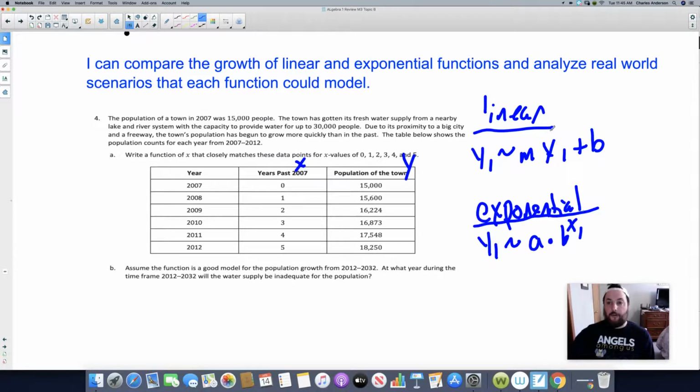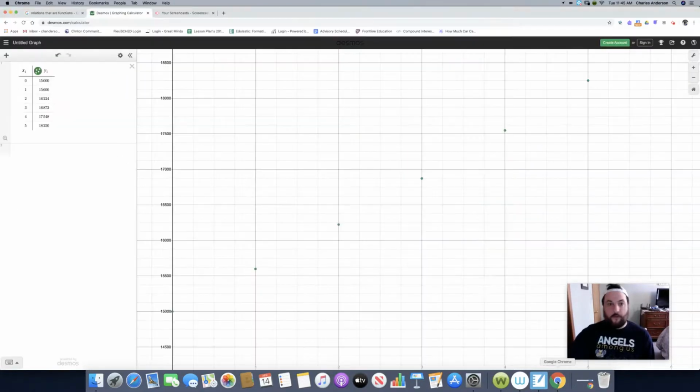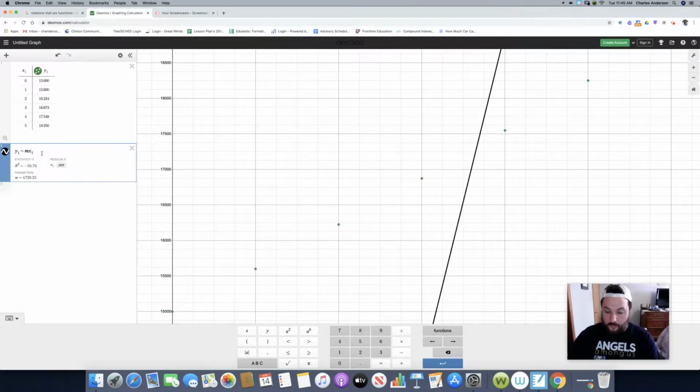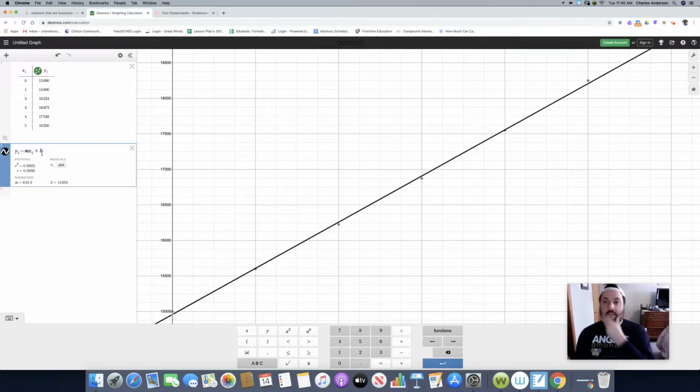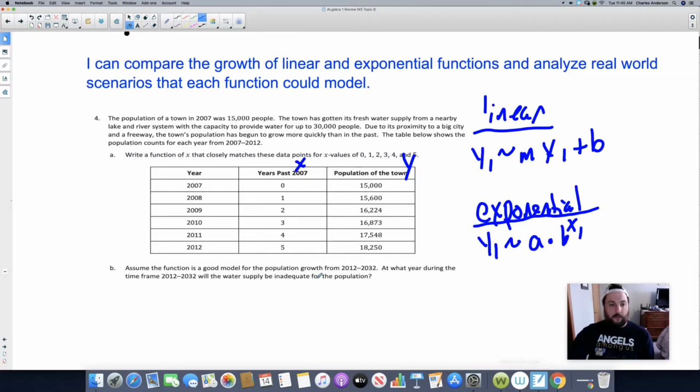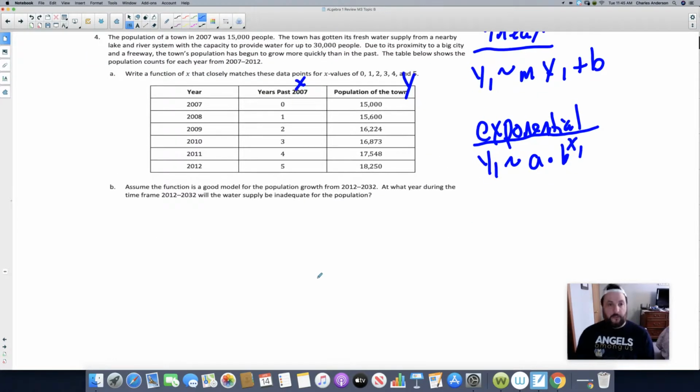But we've determined it's linear, so we're going to type in that first one. So we're going to go to Desmos. We're going to type y1 tilde mx1 plus b. You can see it's very linear. See that high correlation coefficient we talked about before. And then we're going to write down the models. So remember, we have to replace these letters in for the letters in our equation, our model that we typed in. We have to replace the m and b. So we'll go back to notebook and we'll do that. So write a function that closely matches this. We'll do that down here.